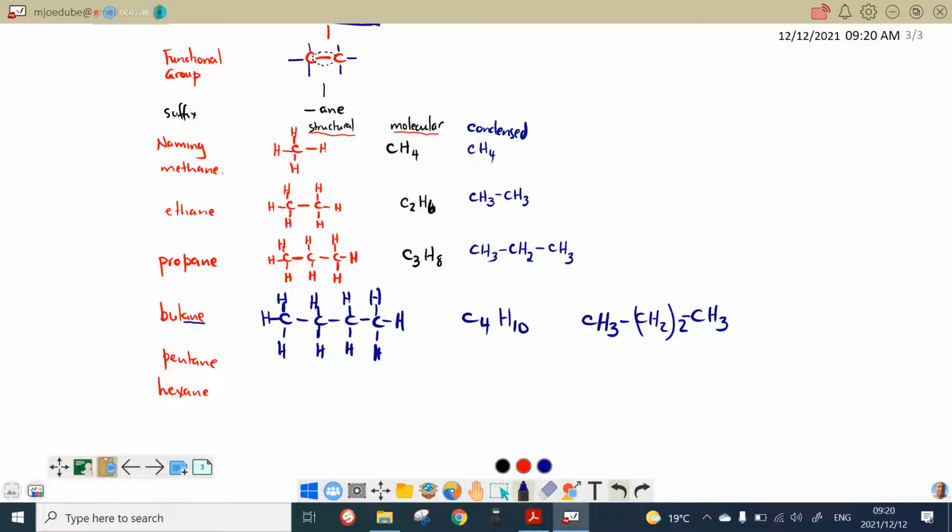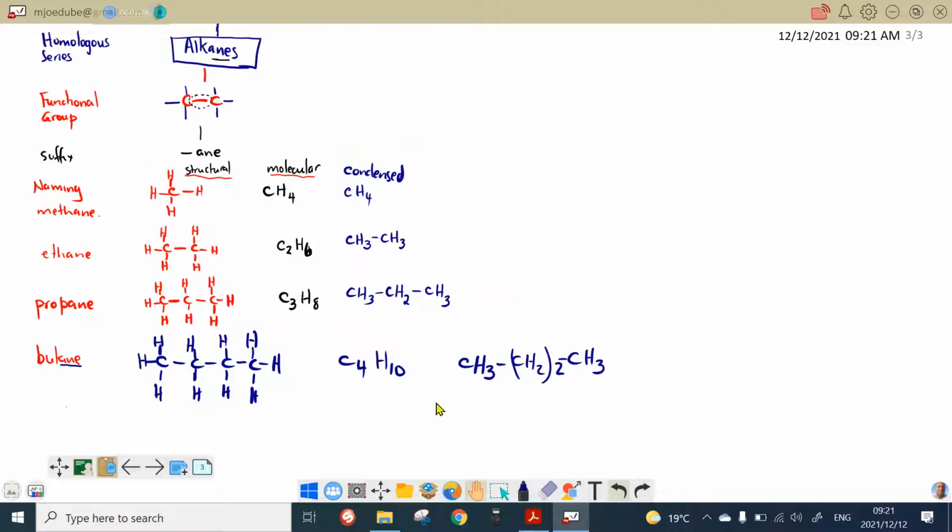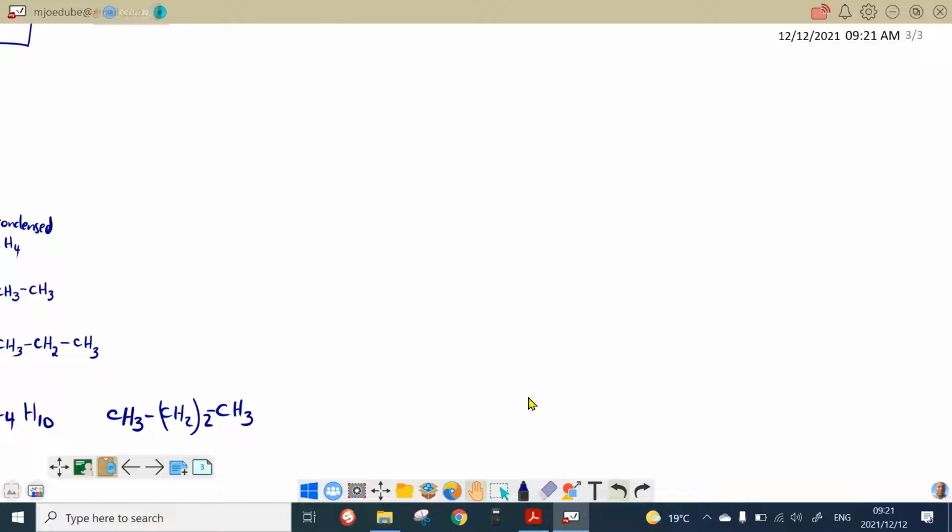All right, so then the next one is your pentane. Let me just create space. I'm just going to move this to the left, right? So your pentane has got how many carbons? Got 5 carbons. So 1, 2, 3, 4, 5.